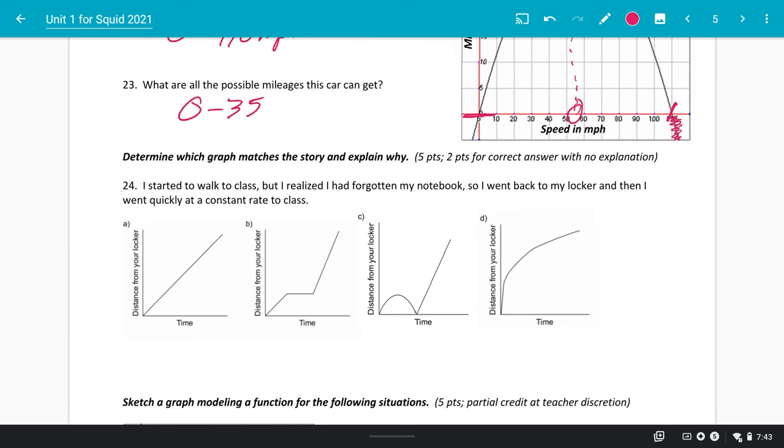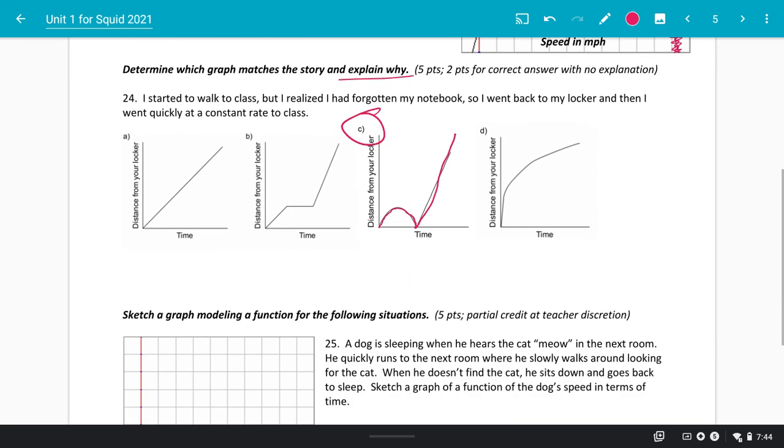Number 24, determine which graph matches the story and explain why. I started to walk to class. All right, so first of all, I got time and distance. Time and distance. That's what I'm comparing here. Okay, I started to walk to class, but I realized I'd forgotten my notebook. So I went back to my locker. Then I walked quickly at a constant rate of change. So I was moving away from my locker. I got to go back to my locker. I made it all the way back to my locker, and then boom, so C. That one makes most sense.